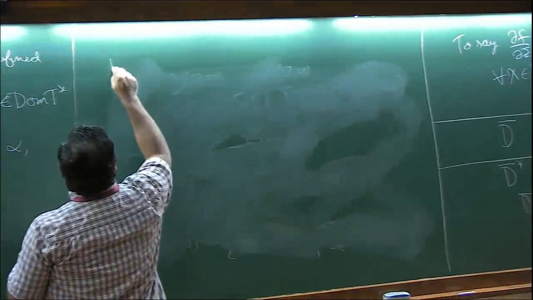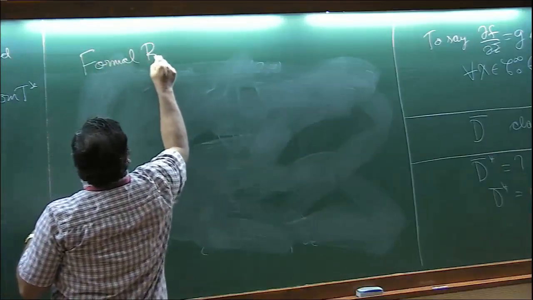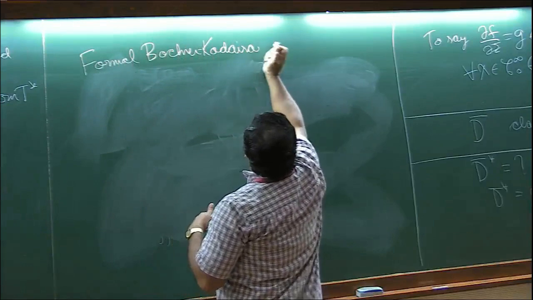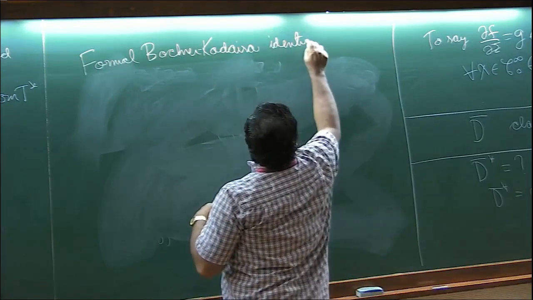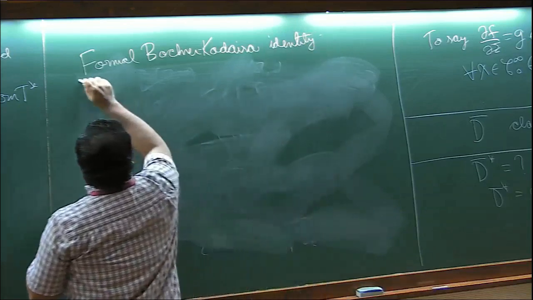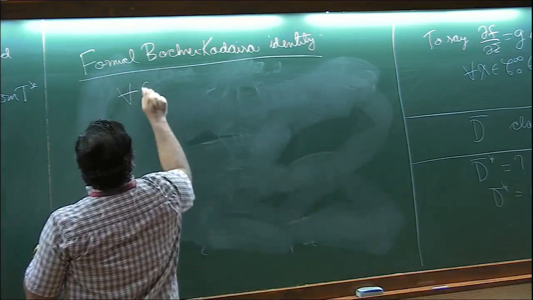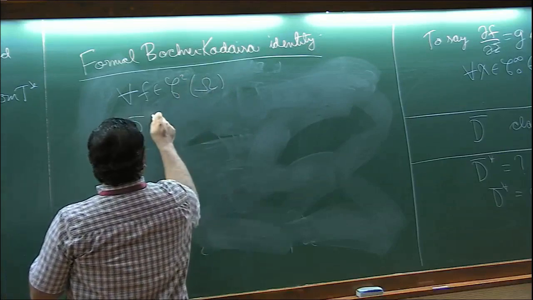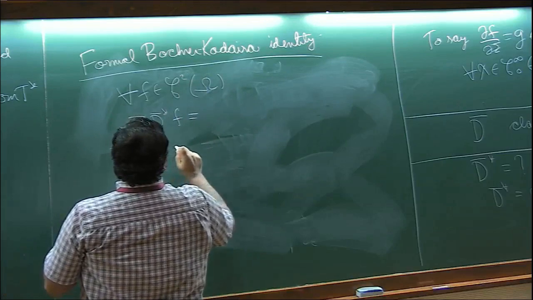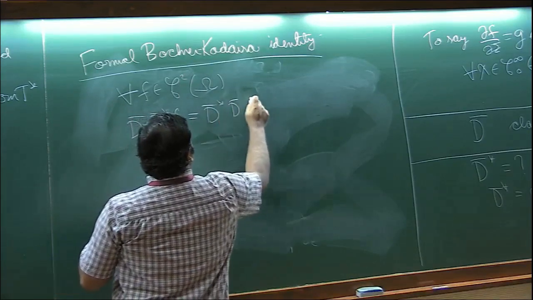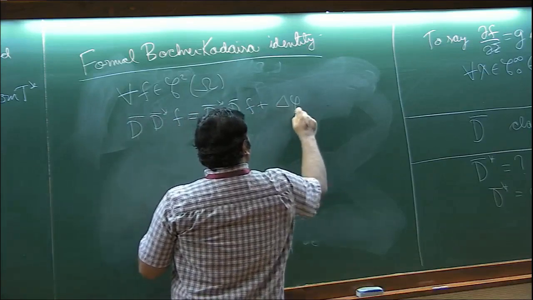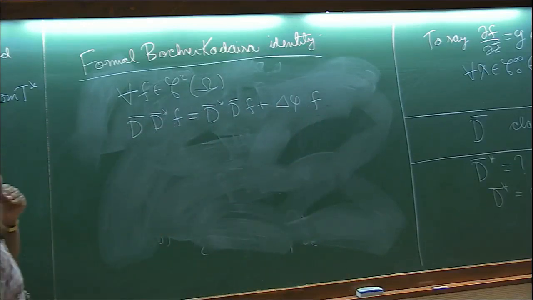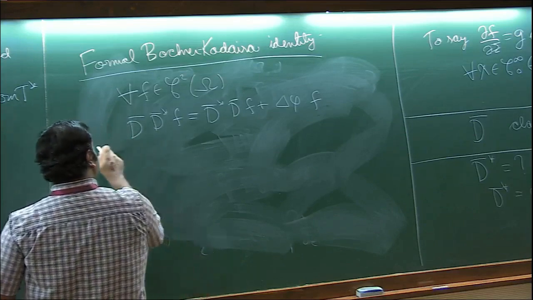So this is the formal Bochner-Kodaira identity, which in this case is just a triviality, but which will take a more detailed form later as we go to higher dimensions. So we claim that for all f which are C2 in omega, D bar star D bar star f is D bar D bar star f plus the Laplacian of phi times f. So it's just a calculation, let's quickly do that to verify that this is indeed the case.